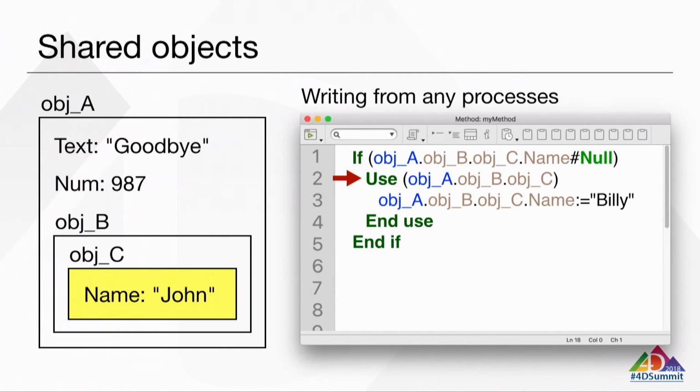At the same time, when you make a call to Use on object C, even though it's inside of the main parent level, 4D actually locks the whole thing, not just object C, because the whole thing is considered to be one single object. The same thing applies if you want to modify object B and you call Use on object A dot object B: the lock is happening at the top level as well. Once you're done, it releases the main level of the object, okay?